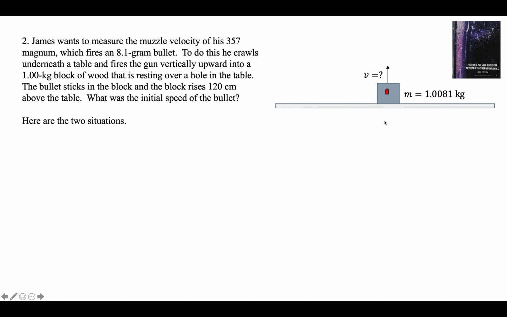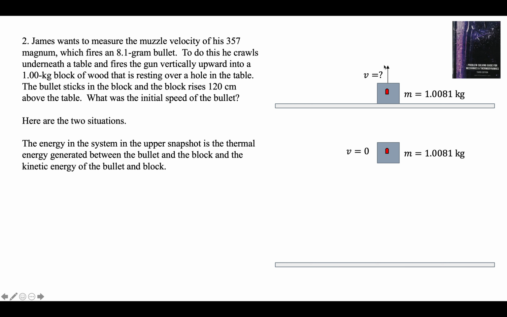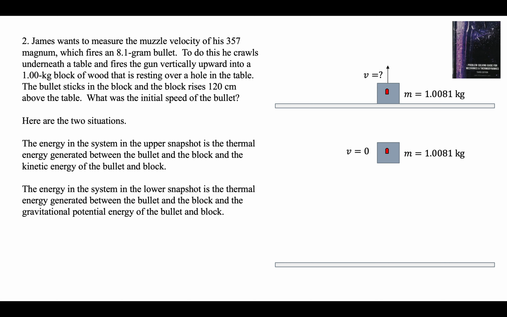So we have this situation. The bullet stopped inside the block. The total mass is 1.0081 kilograms. This block is moving up at some speed, and the final situation is it's 120 centimeters in the air, and it's at rest. So we can calculate the initial speed. Yes, there's thermal energy there, which is why the bullet's red. It's hot, but it's there before. So this is gravitational potential energy and the thermal energy generated. This is kinetic energy of the bullet and block plus the thermal energy generated. These must be equal, and the thermal energy cancels out because it was generated before.